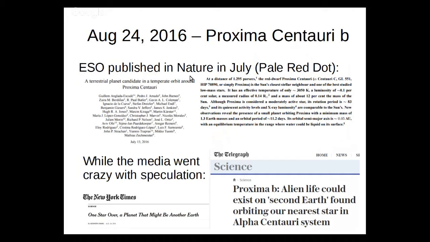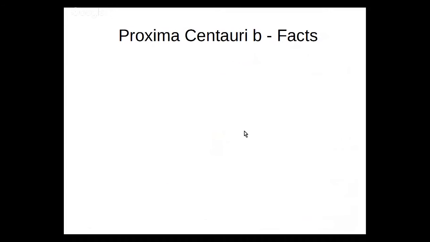So people said, oh my gosh, it's the second Earth, because they said it's the same size and it could have, and their excerpt says where water could be liquid on its surface. It doesn't say it is liquid on its surface. So the news went crazy with this. So let's look at some of the facts about Proxima Centauri b.